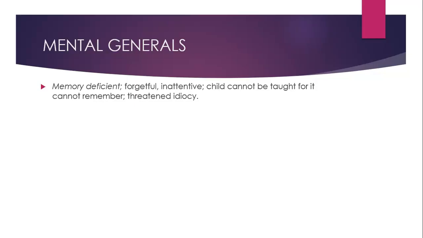Hypothyroidism in children is pretty rare to find these days because of the guidelines for neonatal care. But if at all there is some factor that precipitated hypothyroidism in a child, definitely this is one of the leading remedies to be thought of. Child cannot be taught for its poor memory because it cannot remember, and there is threatened idiocy. Chronic idiocy is Baryta Carb. Acute idiocy, you need to remember, is Helleborus, and idiocy can also be seen in Aethusa.